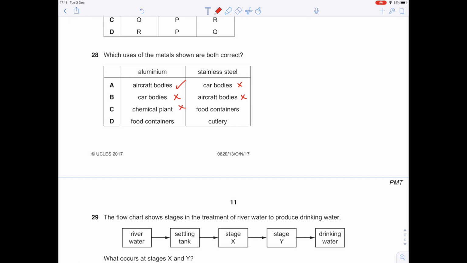I'm going to say no again to it being a chemical plant. Stainless steel is not used for food containers. However, aluminium is used for food containers, and stainless steel makes great cutlery because it's not corrosive, so 28D is the answer. So there are still questions where I'm not completely sure, but if I use my common sense, I can infer the correct answer.